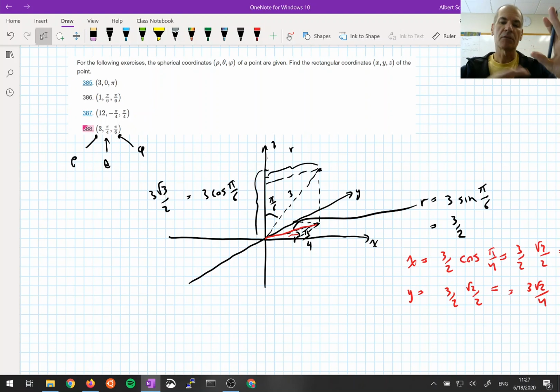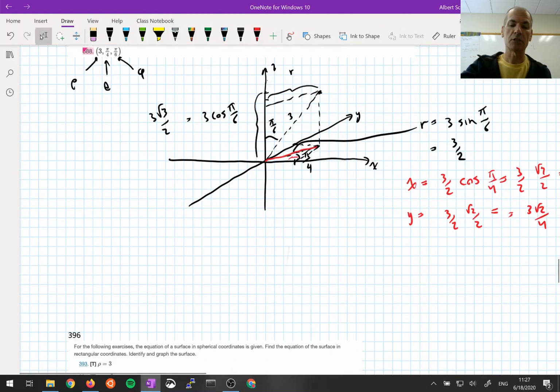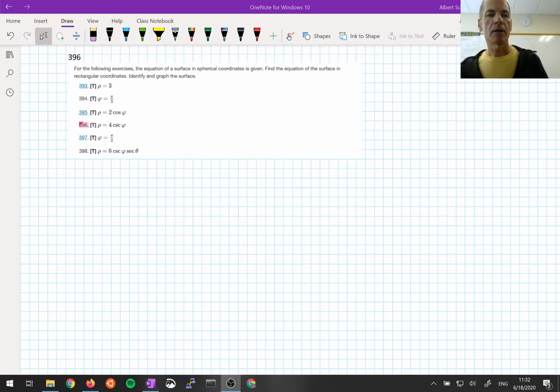All right, that's the trigonometric approach. I encourage you to work through the trigonometric approach as well as learn how to use the transformation formulas. All right, let's look at problem 396. Here you're given the equation of a surface in spherical coordinates, and you're asked to find the equation of the surface in rectangular coordinates and then identify and graph the surface. In 396, rho is equal to 4 cosecant phi, or 4 times 1 over sine phi.